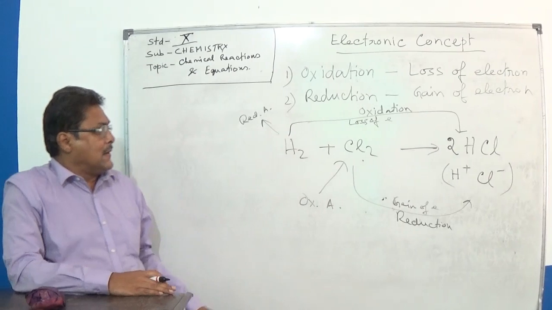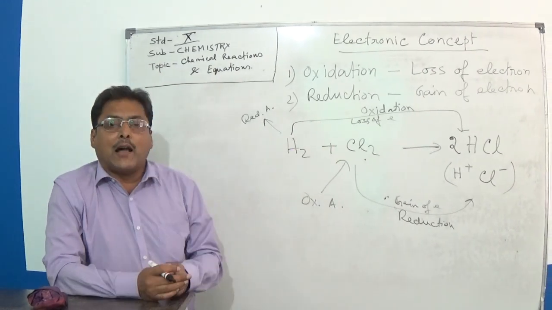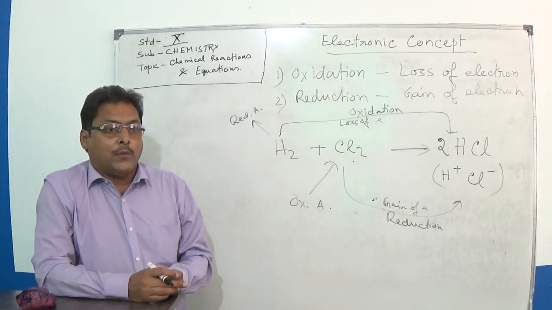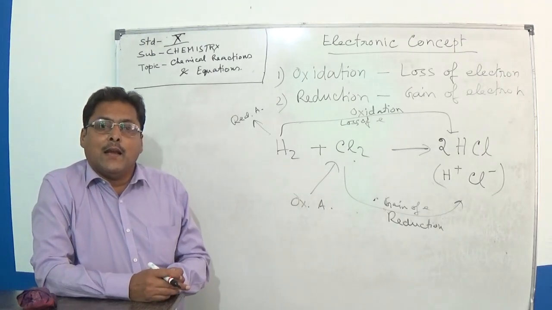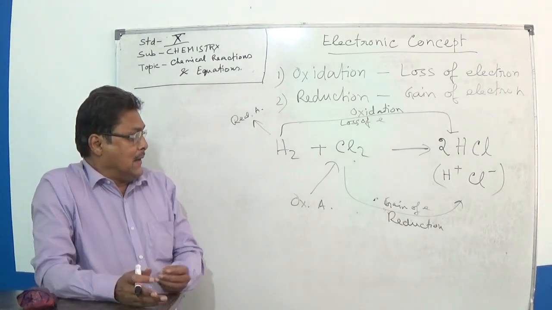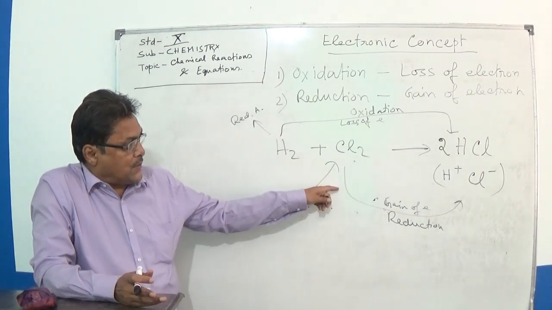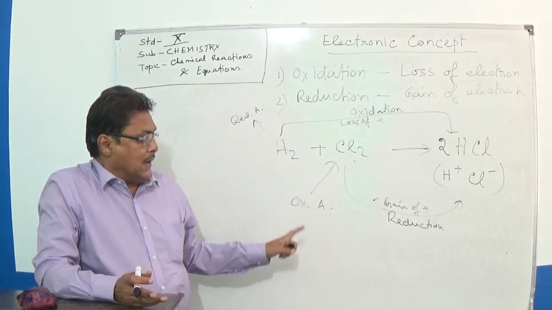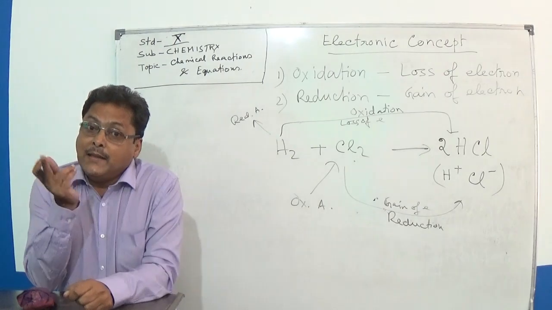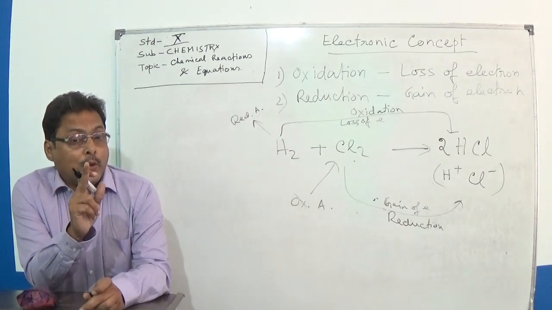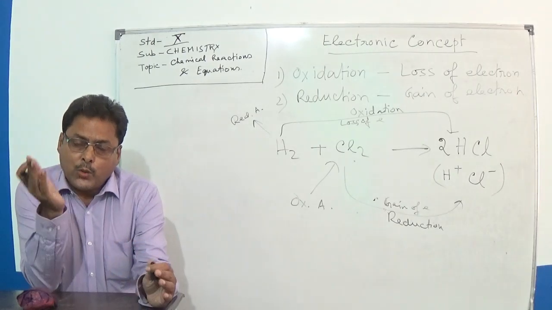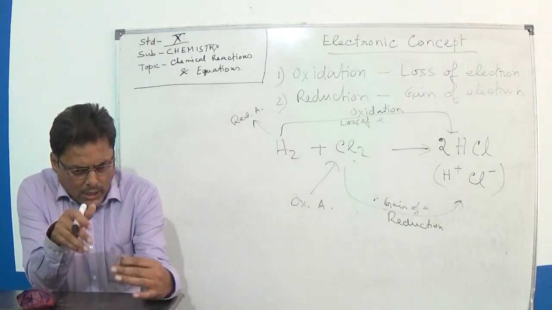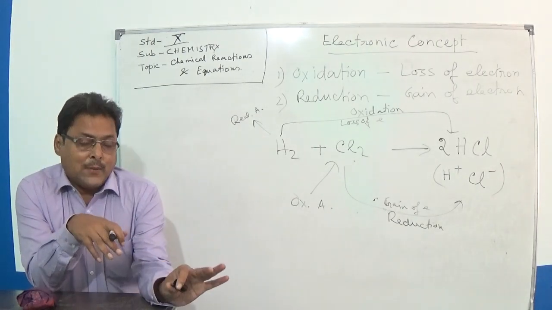The substance that forms a cation is the reducing agent, and the substance that forms an anion is the oxidizing agent. This is another way of looking at redox reactions. You better keep it also in your head. Look at one or two extra examples here.